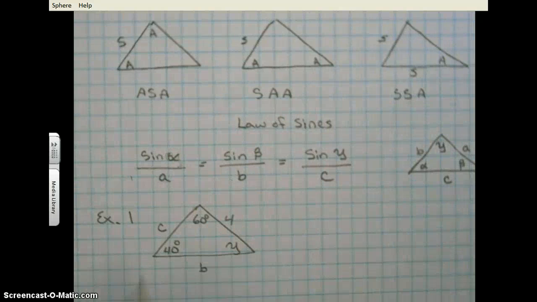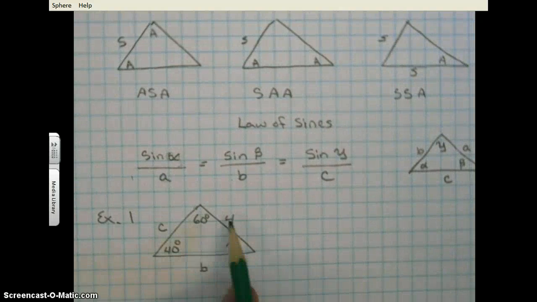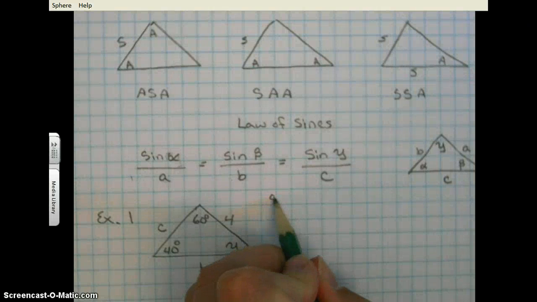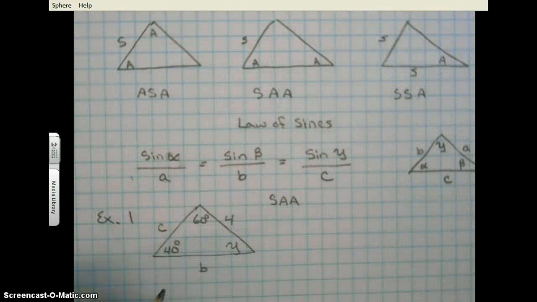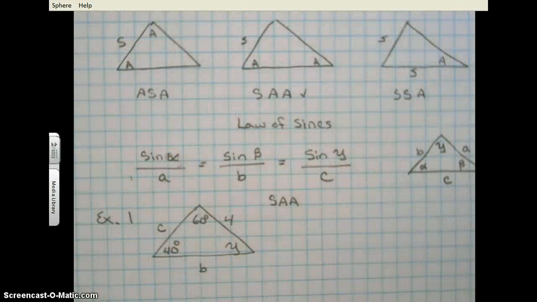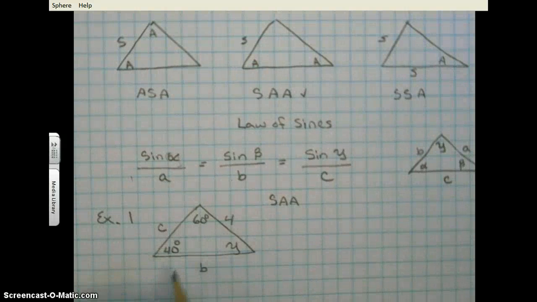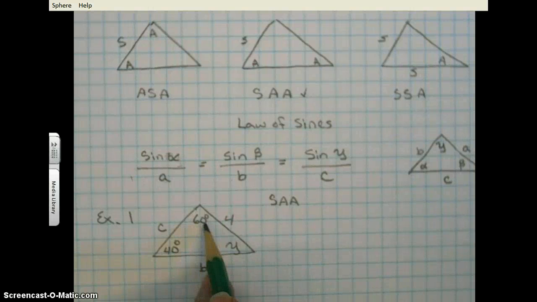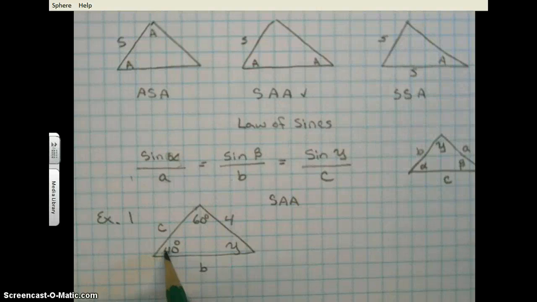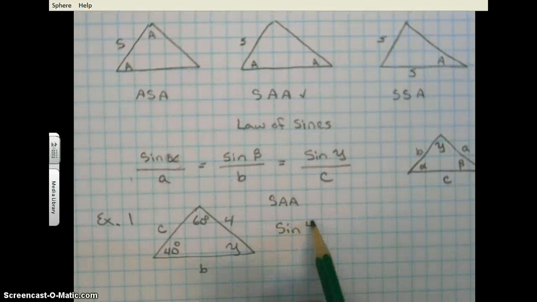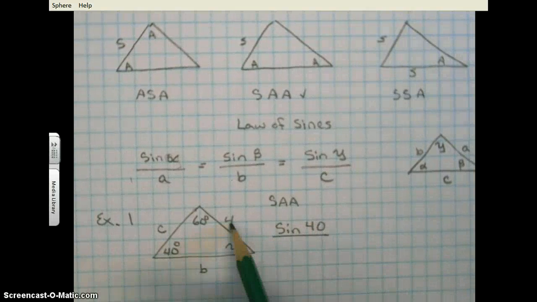Okay, so looking at this example, notice that we're given a side, an angle, and an angle. So we have S, A, A. And so that's going to match this type of triangle. So that means we can use law of sines to solve it. So we're going to do the sine of, well, if this is B, that's beta. That's gamma. So that means that's alpha. So we're going to have the sine of alpha over A.